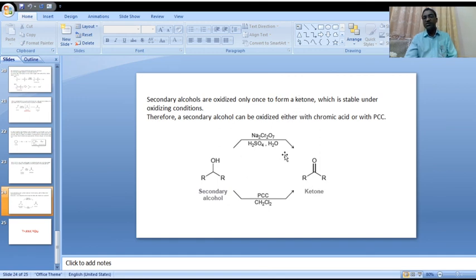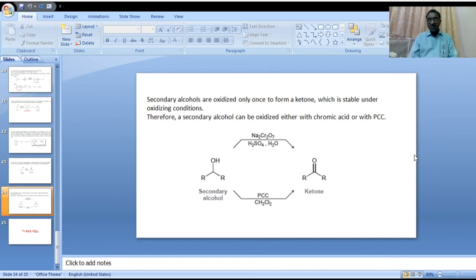When we use chromic acid with the primary alcohol, it gives carboxylic acid, because it runs a further reaction; it proceeds in two steps. But in the presence of PCC, the primary alcohol gives only the first-step product. That is the difference between primary and secondary alcohols.